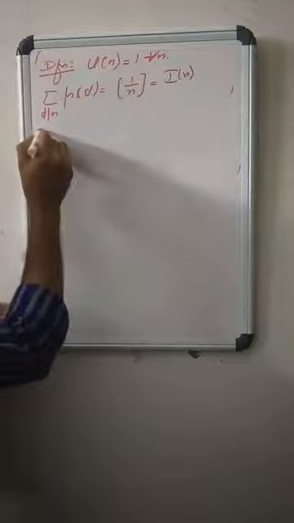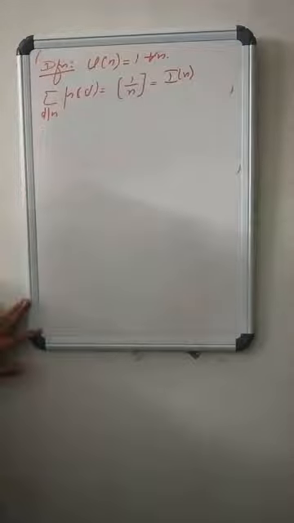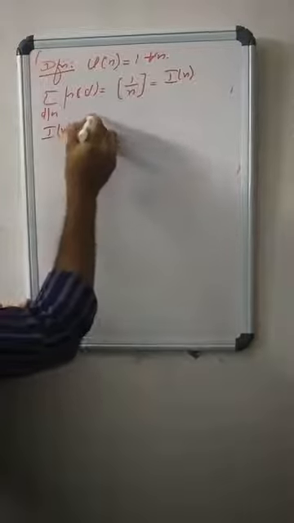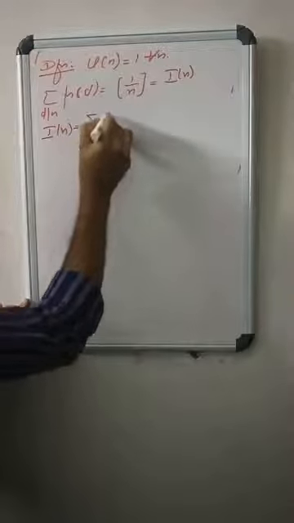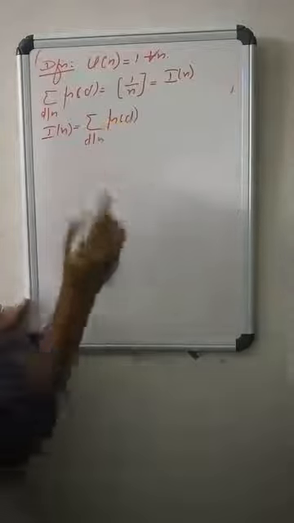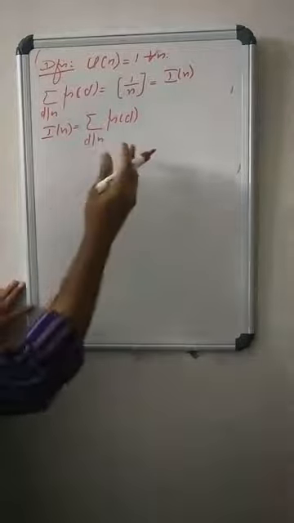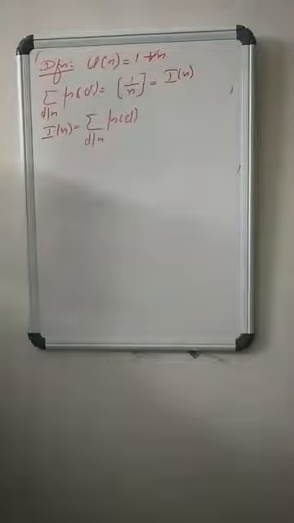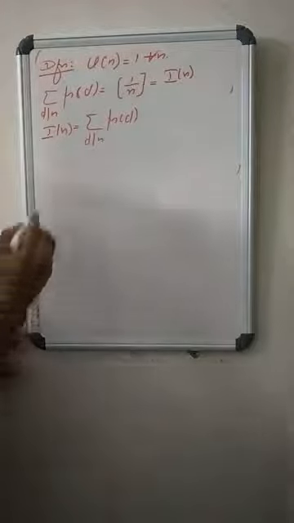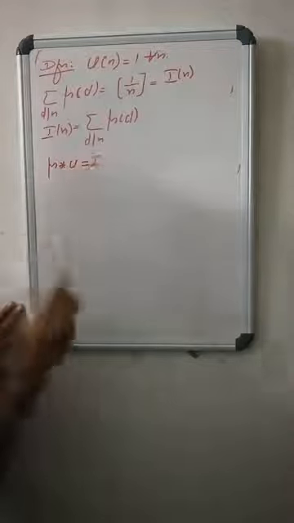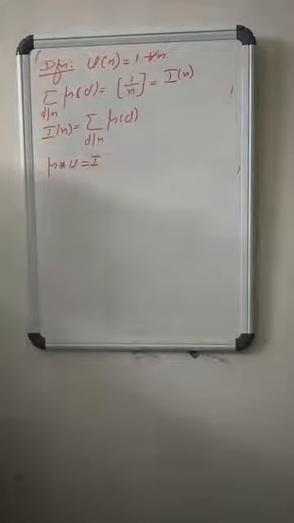This I of n can be rewritten as I of n equals sigma over d divides n mu of d. But we have, what is mu star u? Thus mu star u equals I. From here, mu star u equals I.